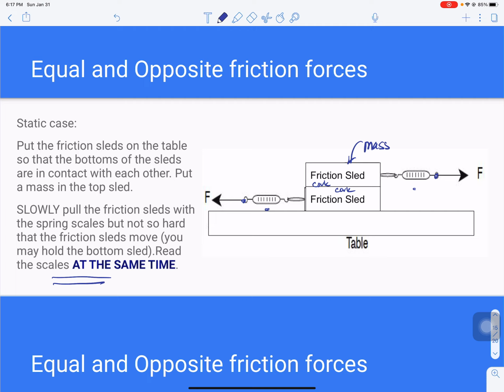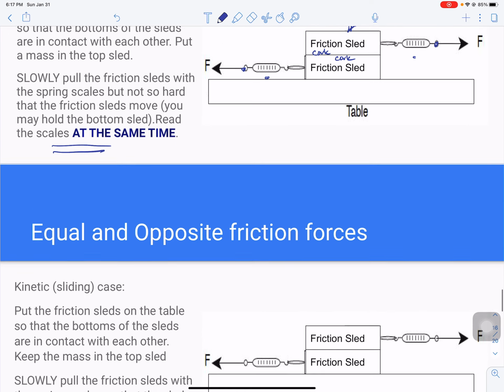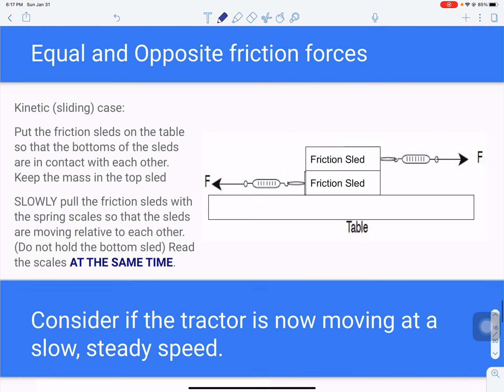If you did it correctly, you should find that the forces are identical, give or take a little bit because the spring scales are not perfect. And if they're not identical, you did it wrong. All right, so that's the static case. Let's try the kinetic case.